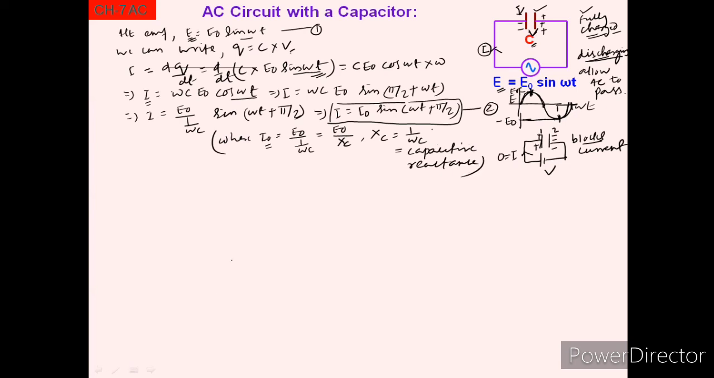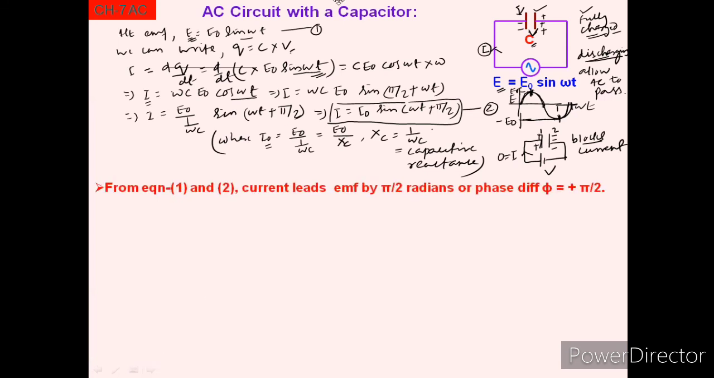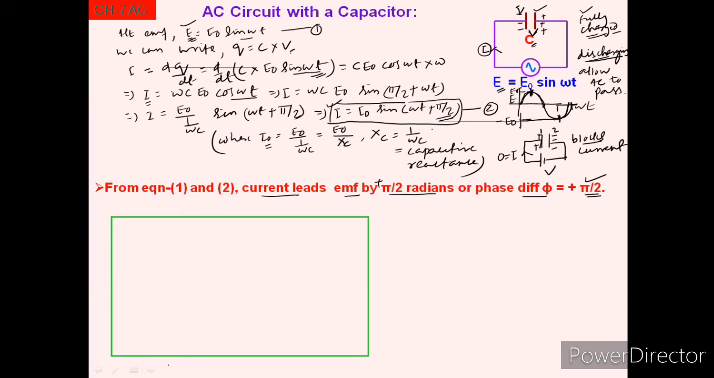Now from equations 1 and 2 we can say that there is a phase difference of plus pi by 2 in the current as compared to the alternating EMF. It means the current leads the alternating EMF by a phase of pi by 2. Okay, so let's see this in the graph.